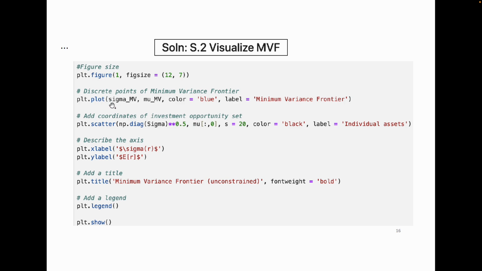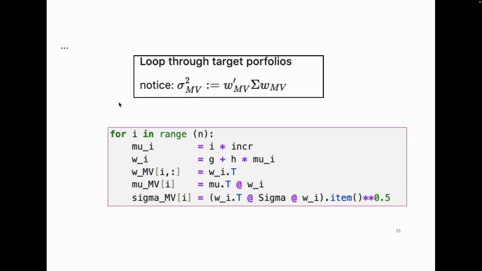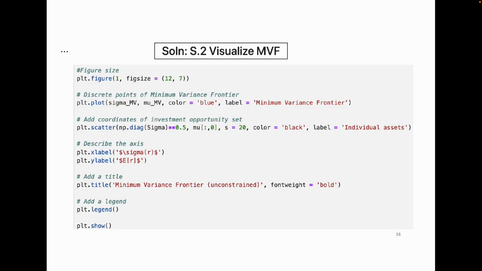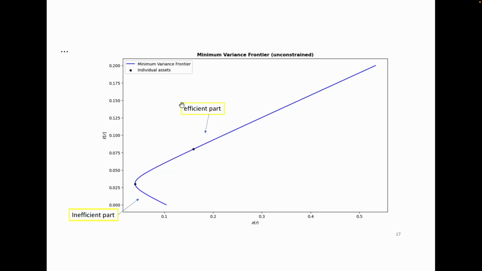And what I'm plotting here is the x-axis first, so it's sigma mv. Sigma mv is known because I've defined it outside of the loop, and inside the loop I'm filling it up. And mu mv is also known from the loop. So it takes now these 400 points, sigma and mu mv, and gives them a blue color. So therefore, although it looks continuous, these are 400 dots.